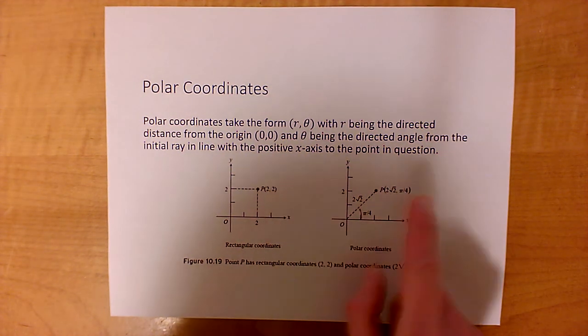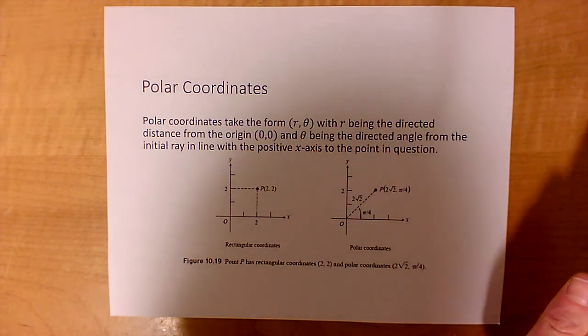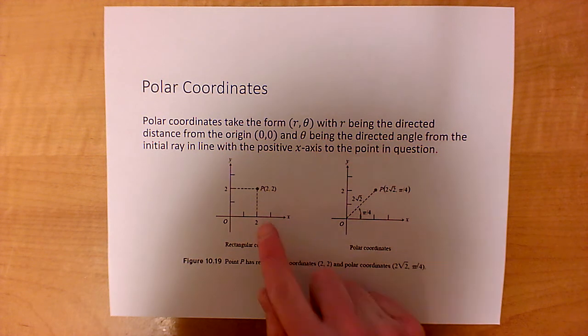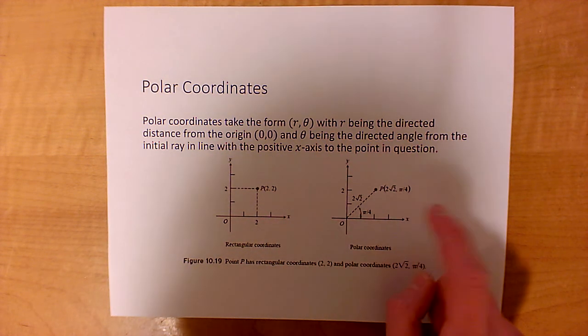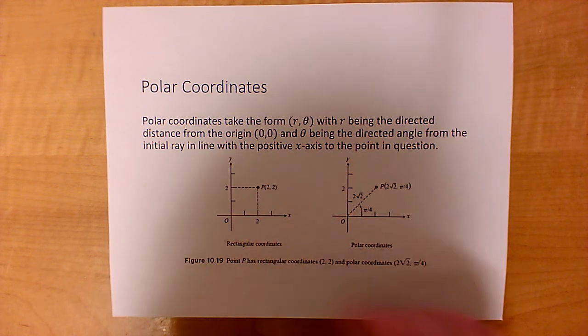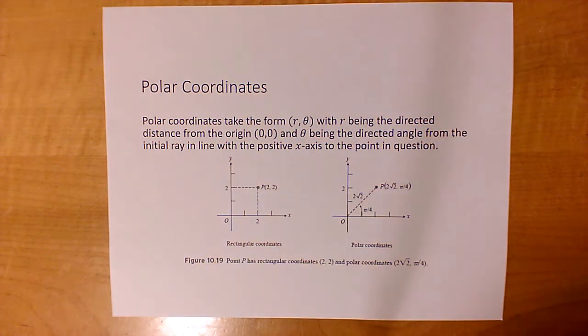So these two sets of coordinates are equal to each other, and you can go back and forth between the two. You can convert from rectangular to polar, and you can go back from polar to rectangular. Okay? So, how do we do that?